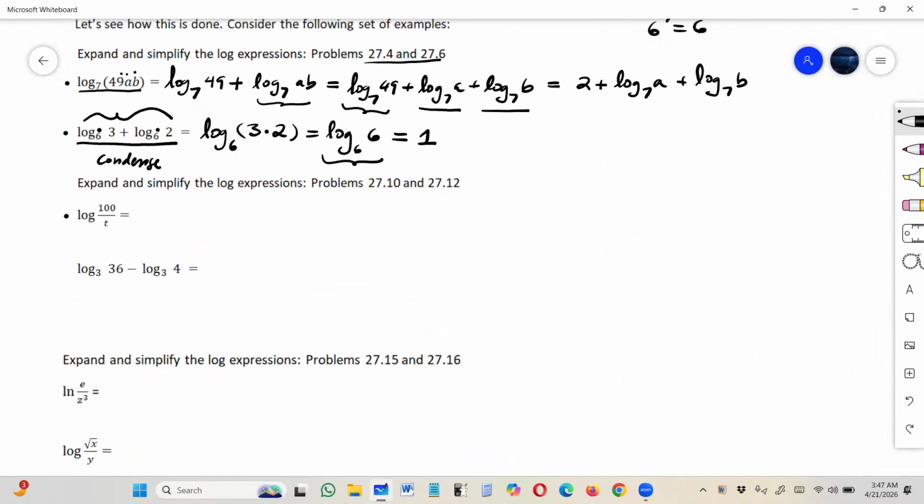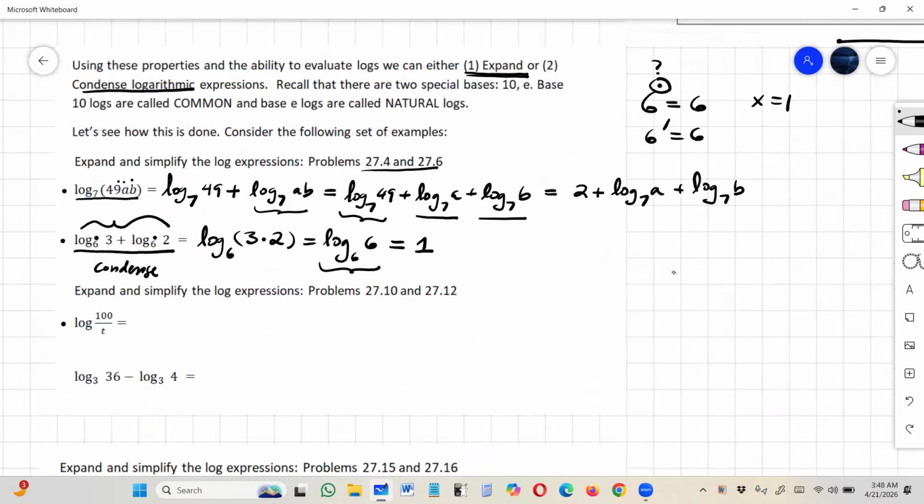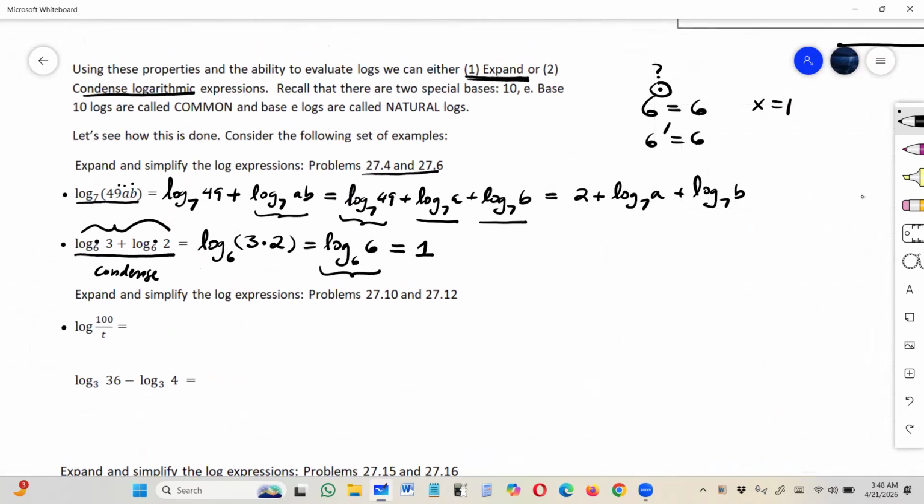Right? We'll do this problem. Now recall that whenever a log does not have a base, so I wrote this over here as a reminder, recall that there are two special bases, 10 and e. Base 10 logs are called common logs, and base e logs are called natural logs.